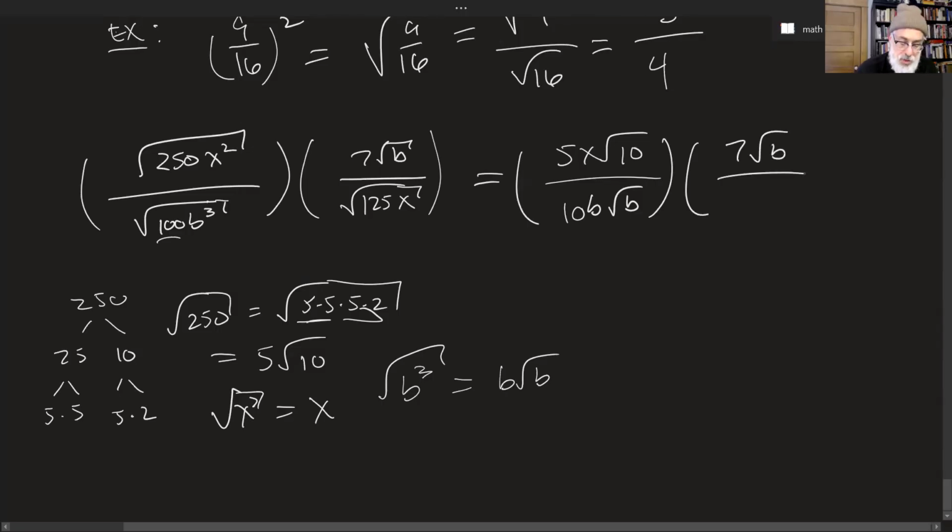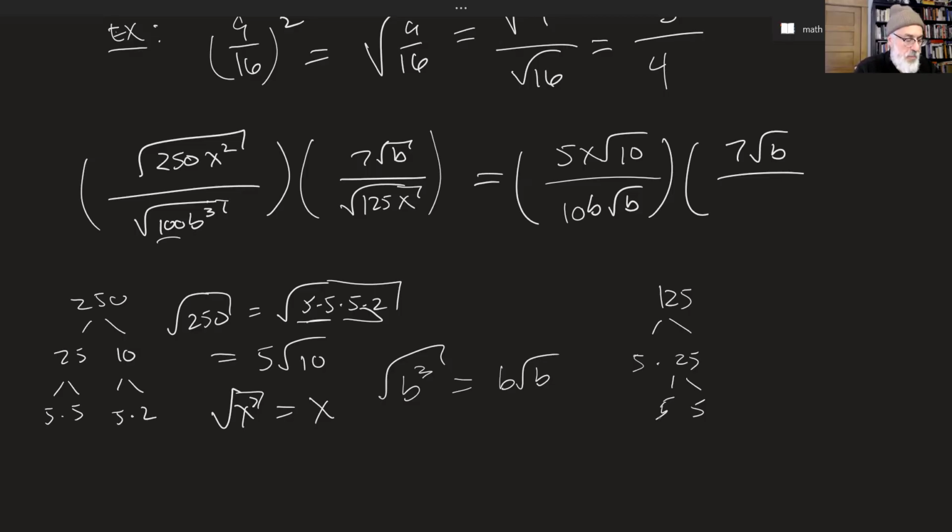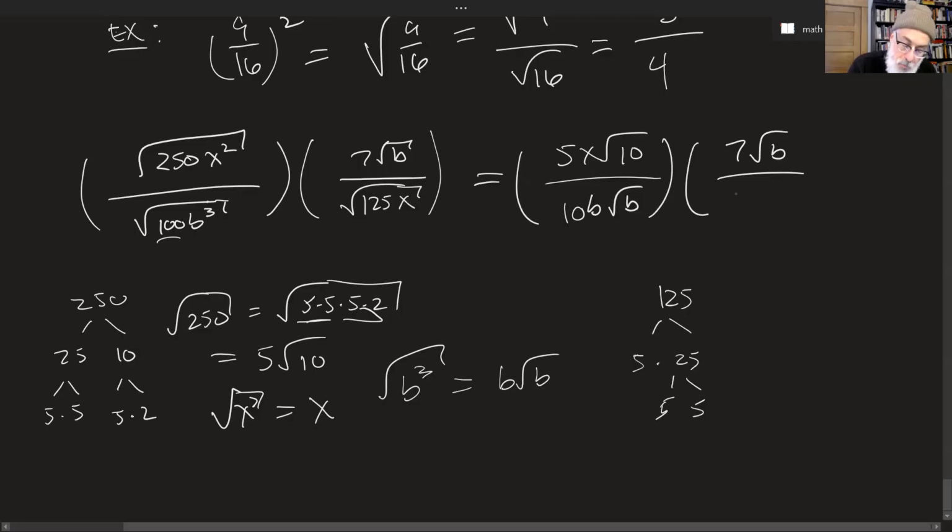Now, what about 125? Well, 125 is 5 times 25. It's 5 times 5. So 125 can be rewritten as 5 times 5 times 5. Square root means I take out one for every 2. So then I get 5 square root of 5. And I have this x here.